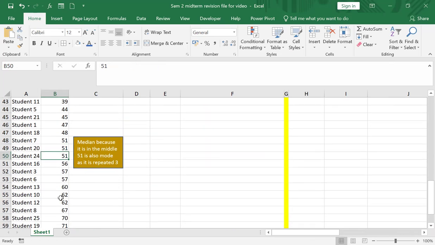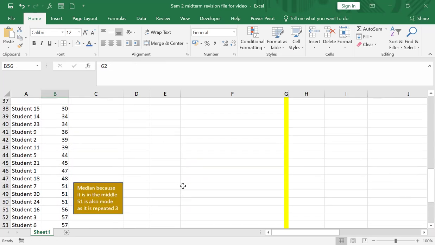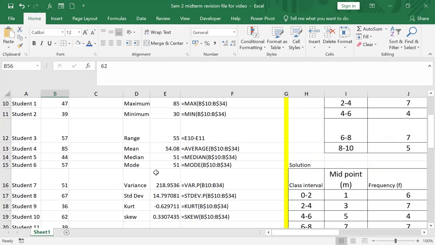There is no other mode because though 62 is there, it is repeating only twice. If it had repeated 3 times, then there would have been 2 modes, 51 as well as 62. But here it is only one, and that is coming in the formula also. Median coming as 51, mode is coming as 51. Now this one I did only for verification. You don't have to do that.